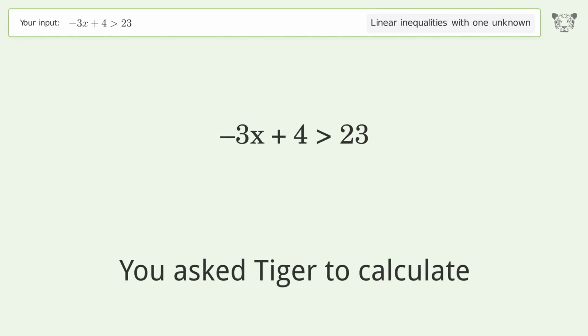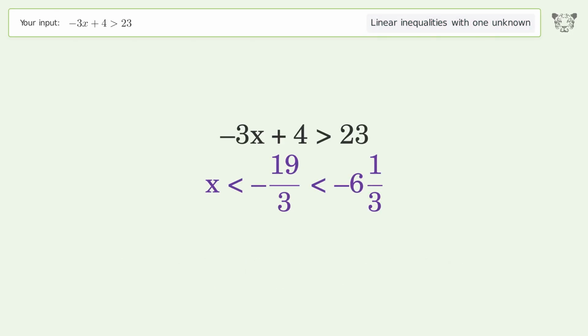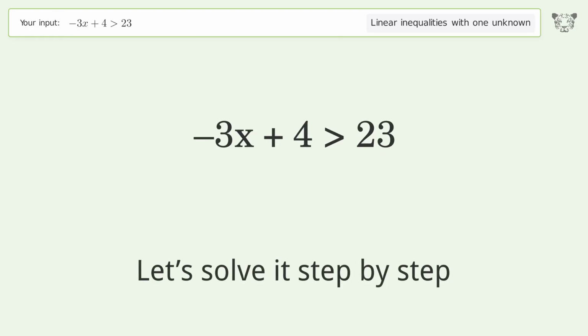You ask Tiger to calculate. This deals with linear inequalities with one unknown. The final result is x smaller than -19/3 smaller than -61/3. Let's solve it step by step.